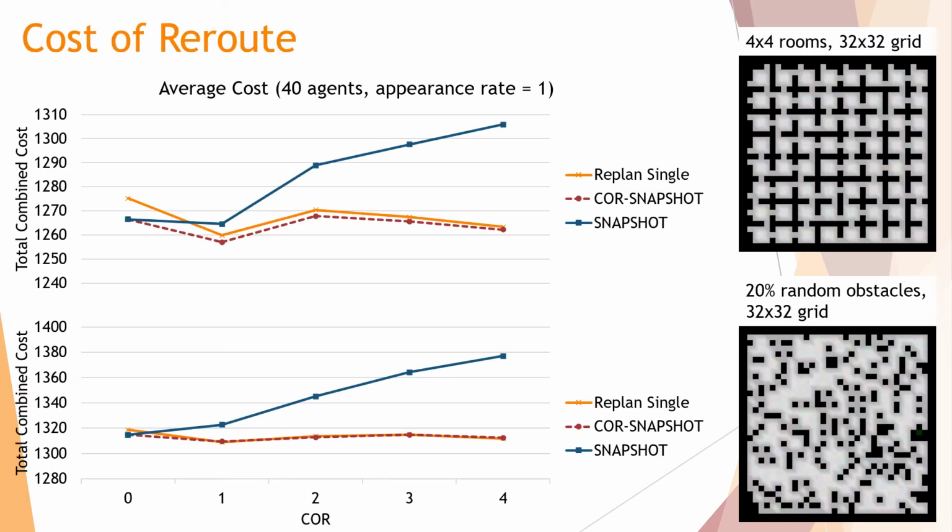We see that as the cost of reroute increases, so does the average cost of snapshot solutions, while the cost of replan single solutions remains stable. Therefore, when COR is low, we may prefer snapshot, but at higher reroute costs, we will prefer replan single. COR snapshot finds on average a solution with costs similar to the minimum of snapshot and replan single. Therefore, COR snapshot can always be used if the cost of reroute is not known in advance.